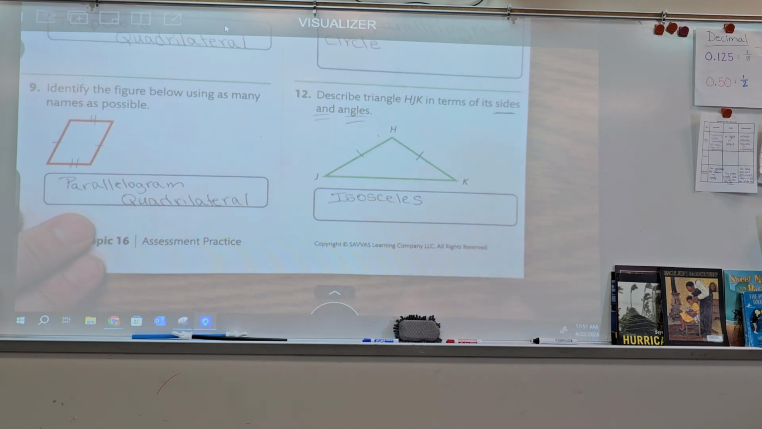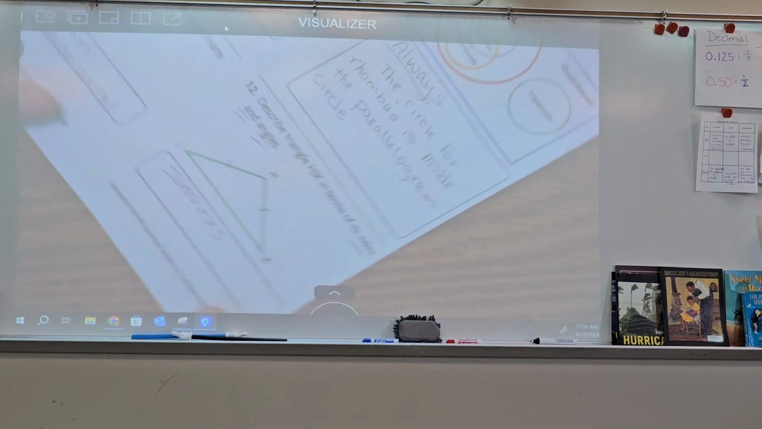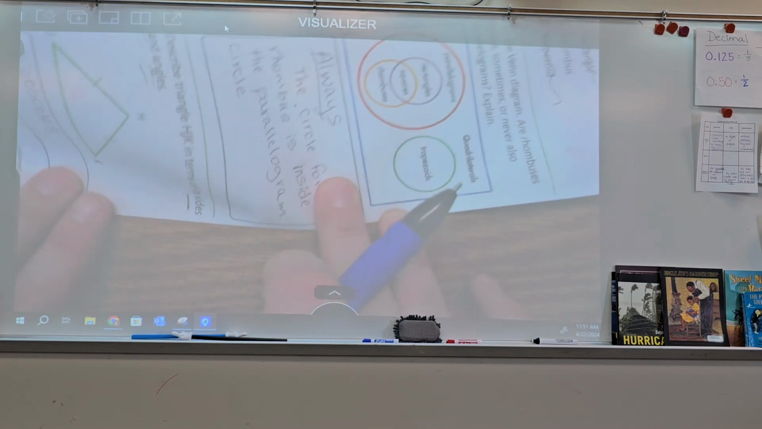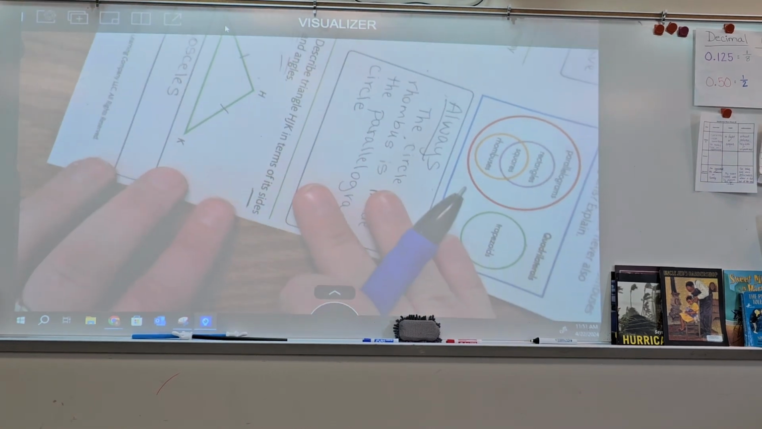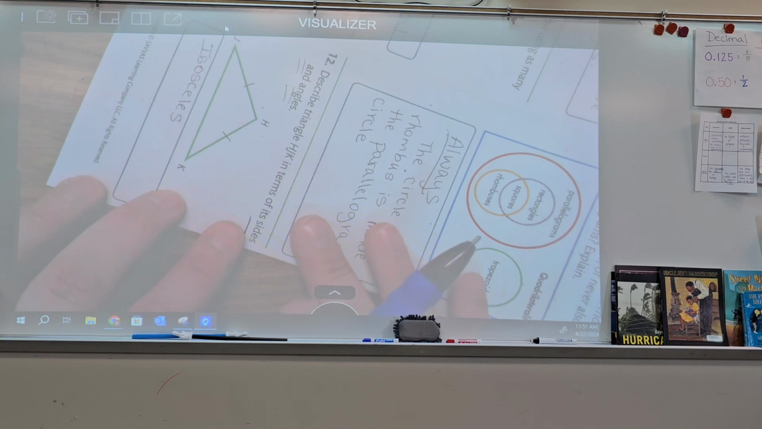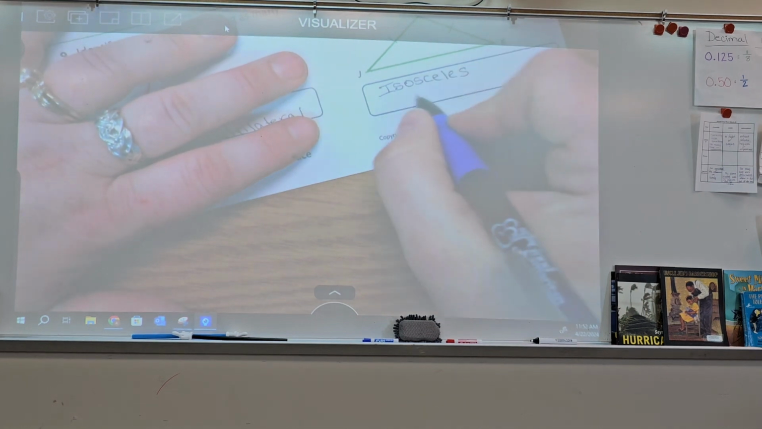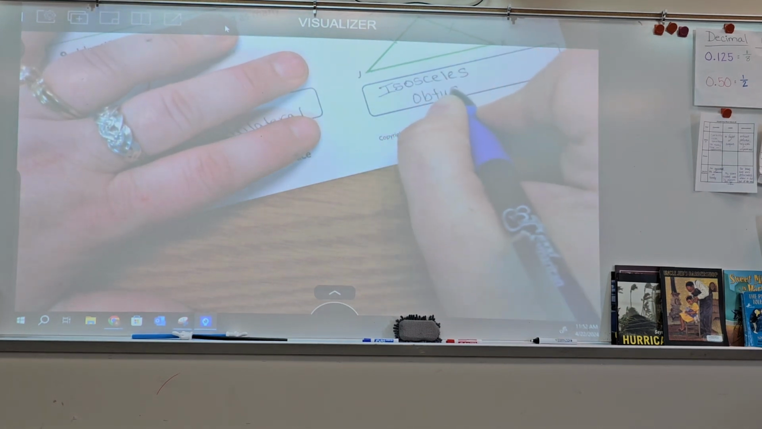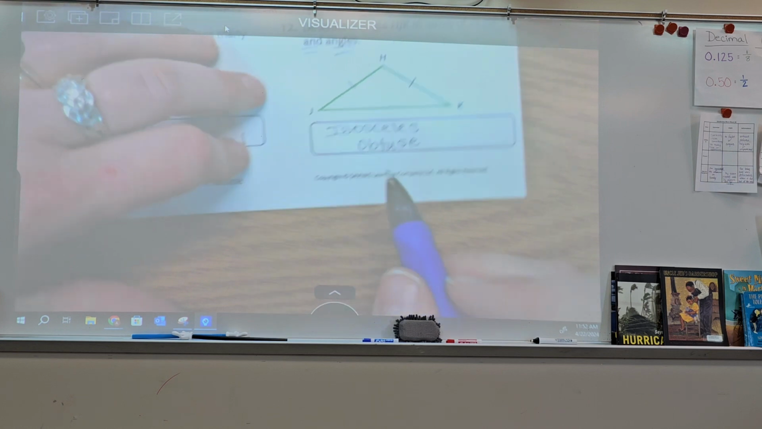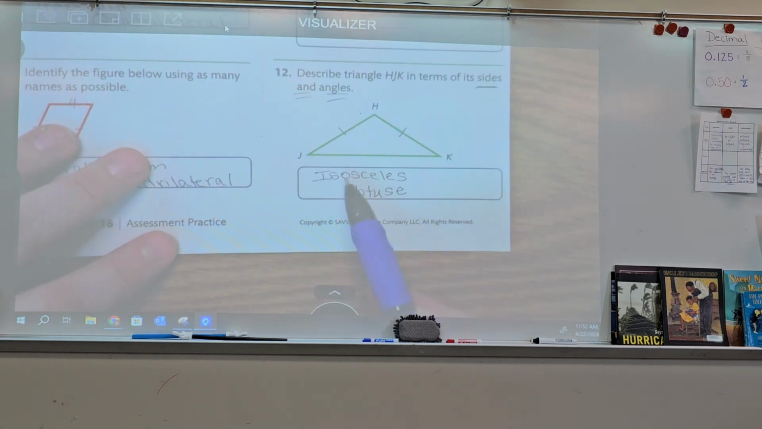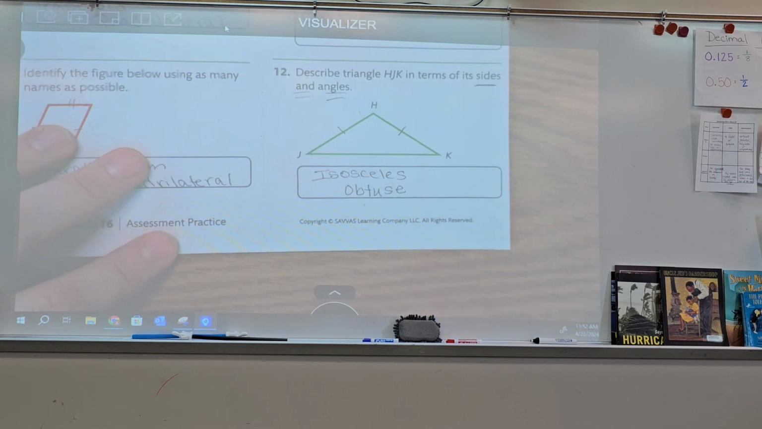So now I have to look, does this look bigger or smaller than a right angle? If I kind of tilt it and look at a different angle, I see that it looks bigger than a right angle. Because it's bigger than a right angle, my answer is going to be obtuse. So how I would describe this is an isosceles obtuse triangle. I listed it this way because it asked me in that order. It doesn't matter though. If you wrote down obtuse isosceles, that would work too.